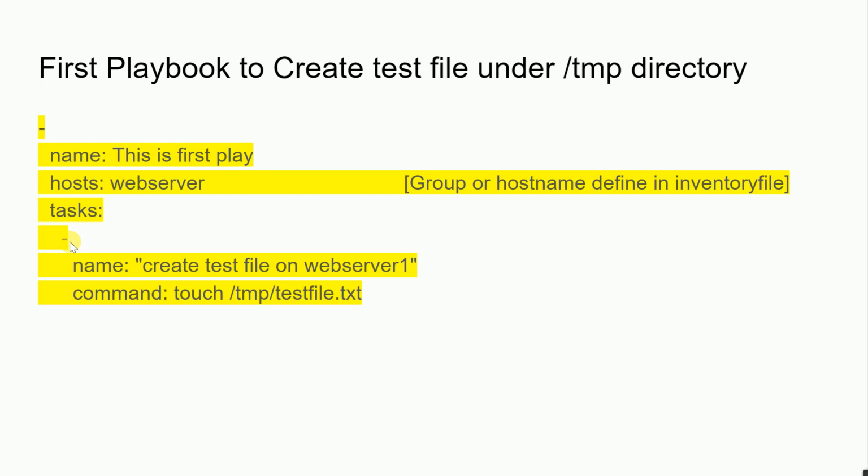Then again, you need to set up a name for what you want to perform, like create a test file on a web server one. The command used to create a file is touch, under /tmp/test.txt, the test file.